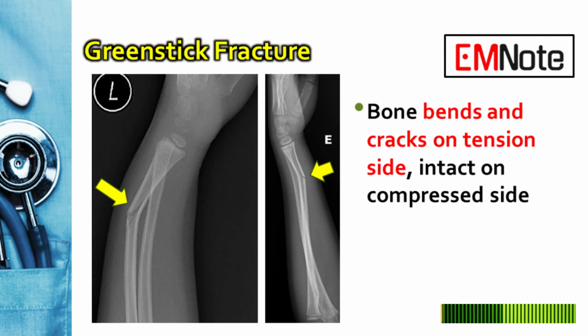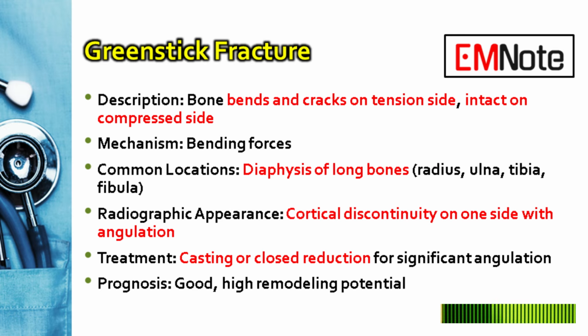Right, because one side broke, allowing it to bend. Precisely. And another subtle thing to look for: the periosteum, that fibrous sleeve around the bone, usually stays intact on the compressed side. It acts like a hinge, preventing complete displacement. Okay, so that intact periosteum provides some stability, but the angulation is the main issue, unlike the buckle. Does this mean treatment is usually more involved?